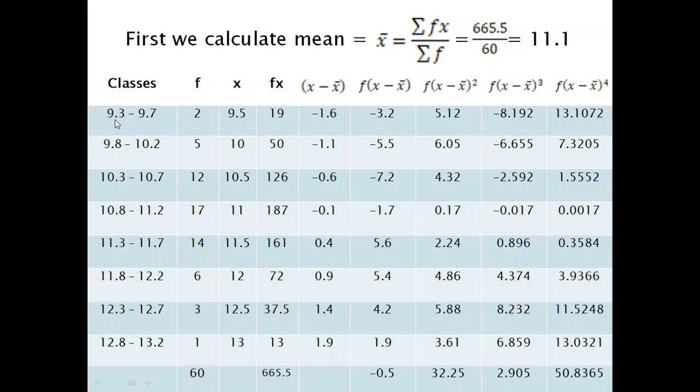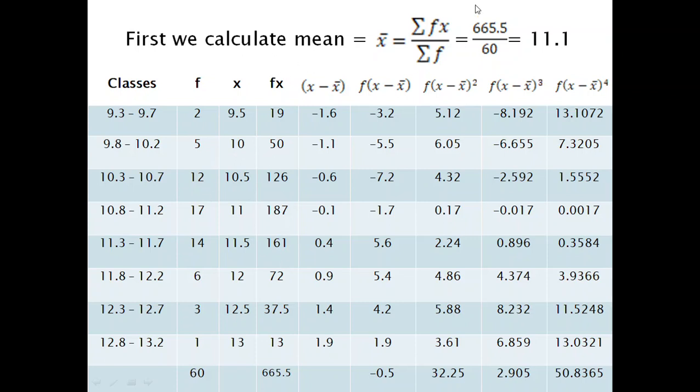First, how do we find the midpoint? You are very familiar with this, from the very first chapter we have been studying midpoints. For midpoints you add both class limits and divide by 2. So by adding 9.3 and 9.7 and dividing the answer by 2, we get 9.5. Then for the second, 10, 10.5, 11, 11.5, 12, 12.5 and 13. These are all the midpoints and they are represented by x. Now fx: for fx you multiply the values of f with x. Here I multiplied 2 by 9.5, so I get 19. 5 multiplied by 10, I get 50, and so on.